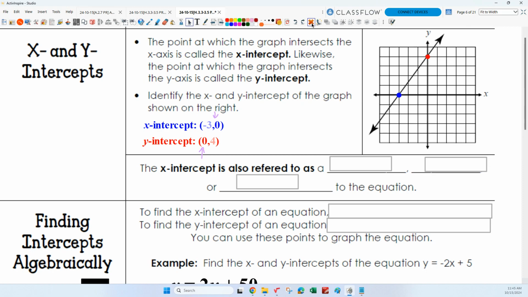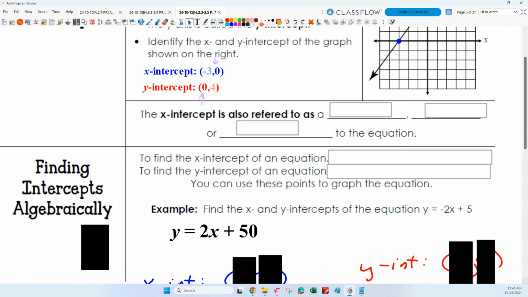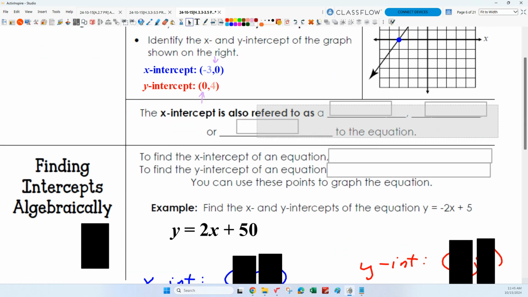0, +4. Good, and we know the x-coordinate would need to be 0. Okay. All right, so this is not important, honestly. We'll come back and talk more about this later. Depending on the context, x-intercepts could be referred to as a root, a 0, or a solution. 0 is kind of important. That one will come up soon.